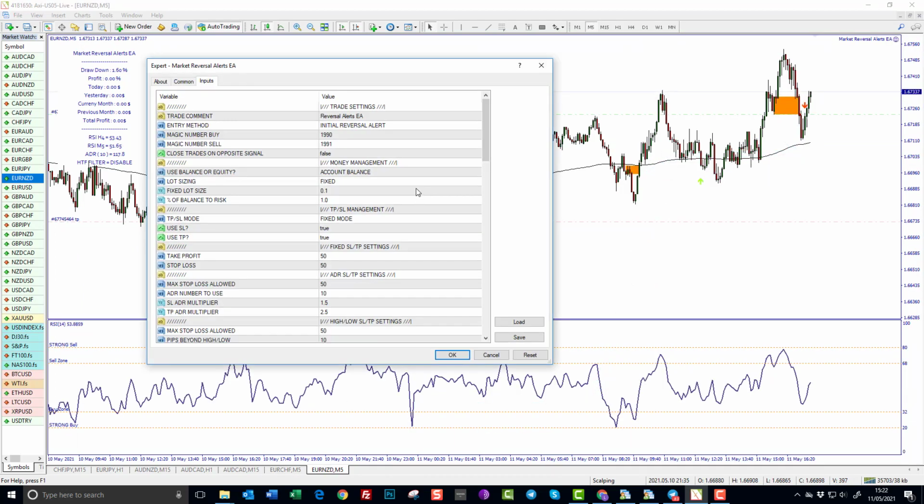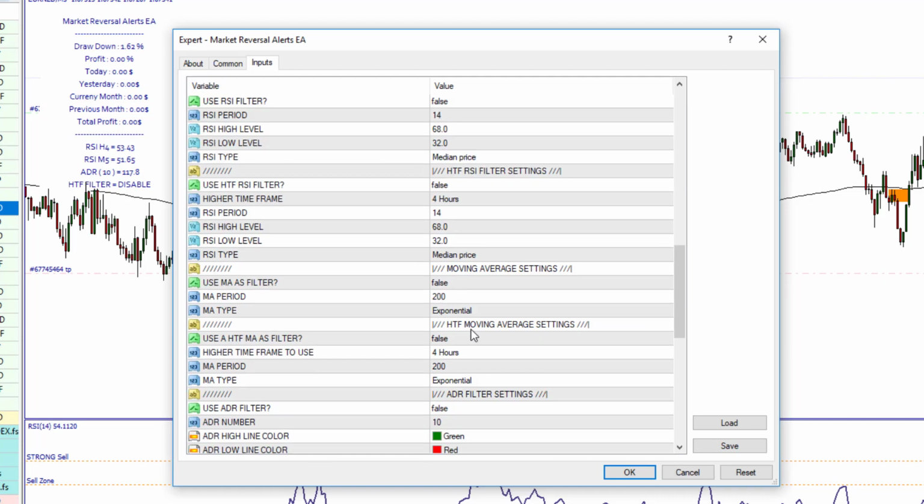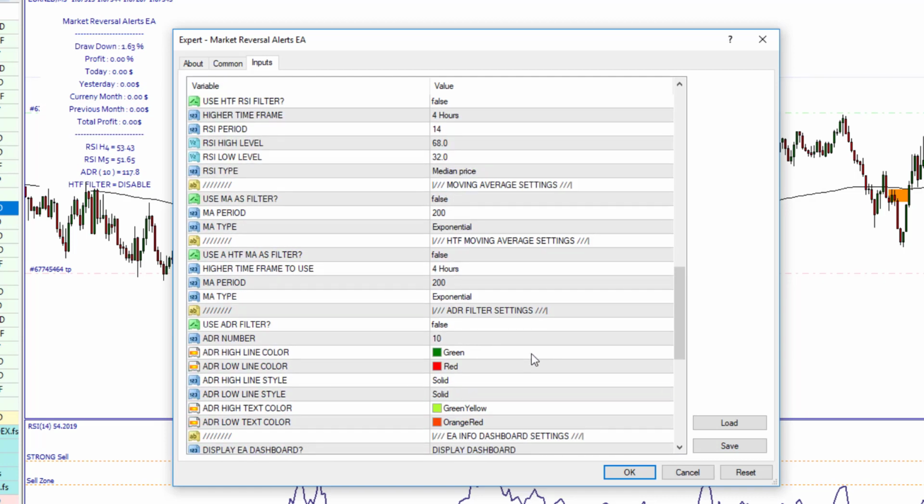And again, the ADR filter works in line with all the other settings, so you can set your TP and your stop loss in exactly the same way as you would with any other trade that you take, except you can tell it to just take reversal trades when price has moved incredibly strongly in one direction or the other, which would indicate that it's hit its average daily range.